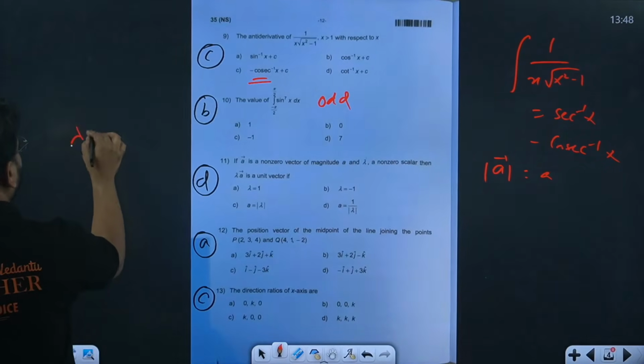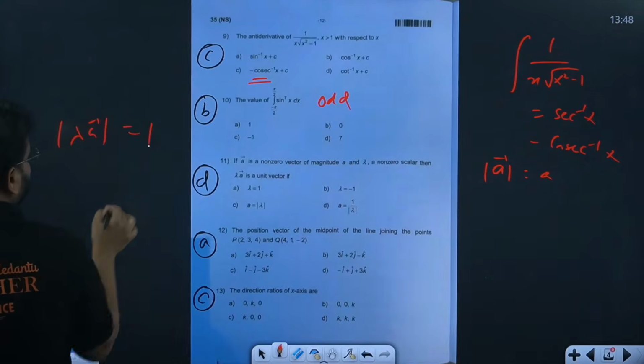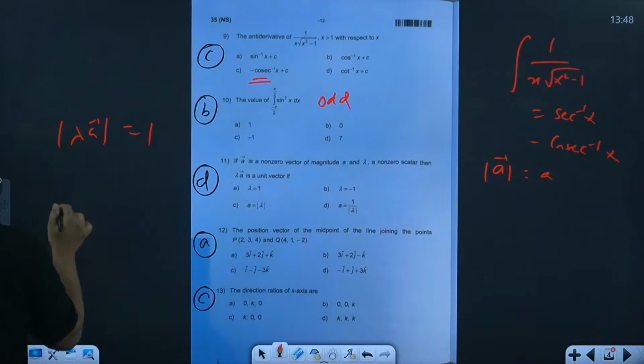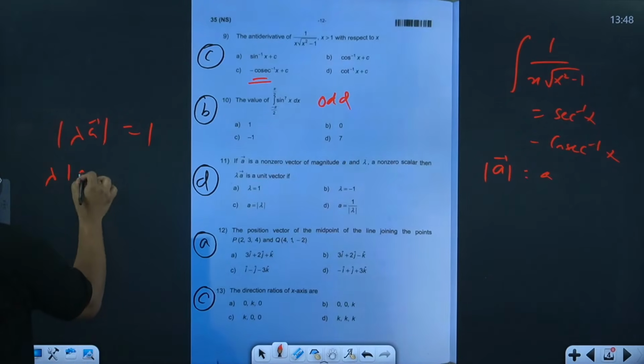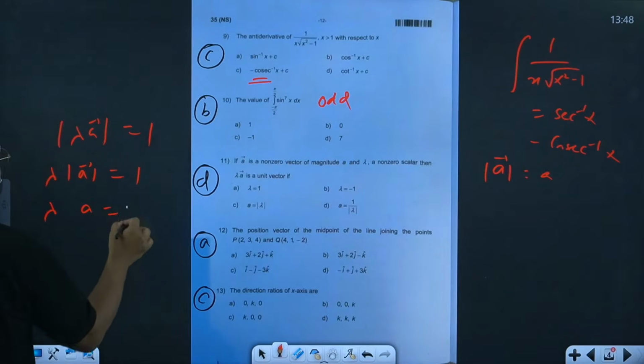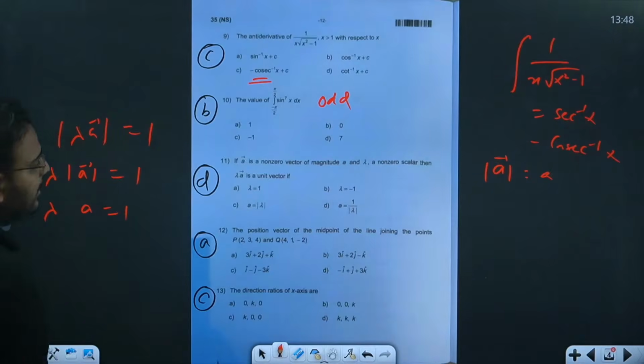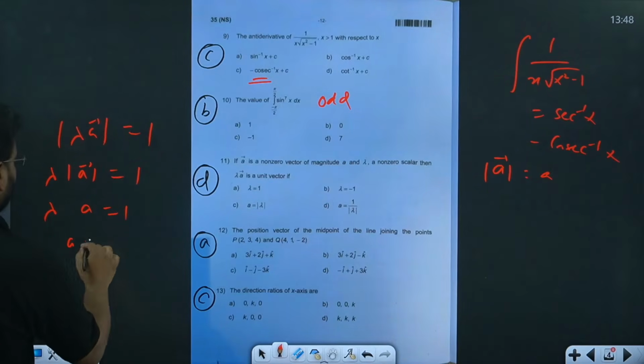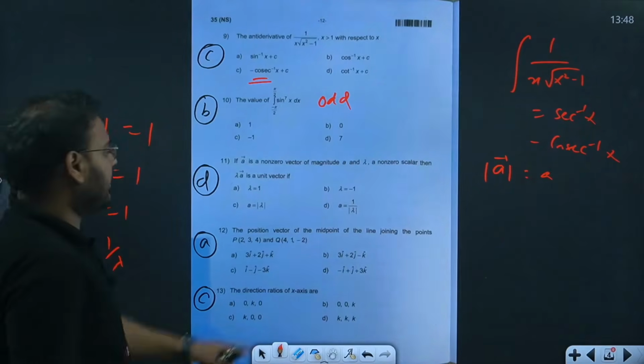If lambda A is also a unit vector, it means that the magnitude of lambda A will be equal to 1, so we take the constant lambda outside. This value, the magnitude of A, is given as A. So what is the relation of lambda and A? A becomes 1 by lambda or lambda becomes 1 by A. Hence option D is correct.